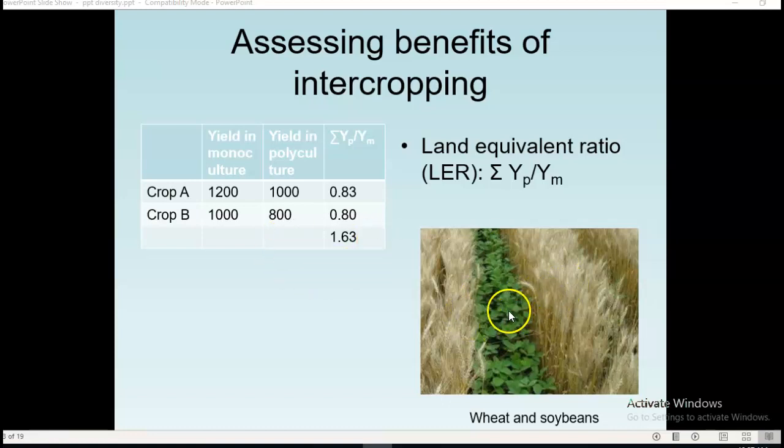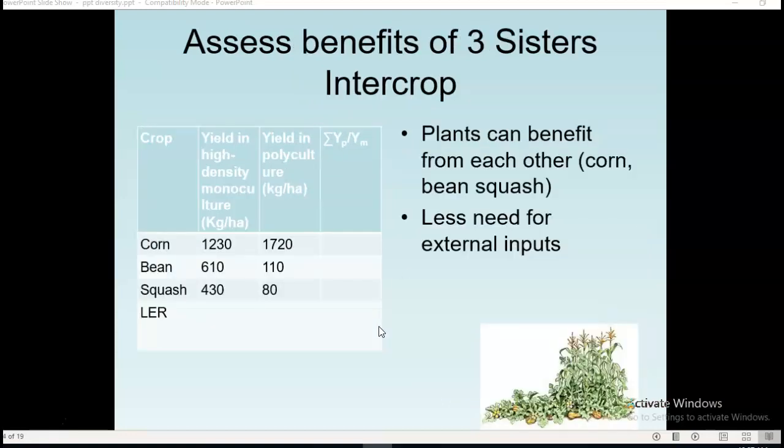So this is an example of wheat being grown with soybeans. Let's assess the benefits of the Three Sisters intercrop. We've discussed this semester this indigenous intercrop of corn, beans. These are usually going to be some type of lima bean, velvet bean. It's generally not soybeans. We're talking about beans that are from the Americas. And squash, another crop from the Americas.